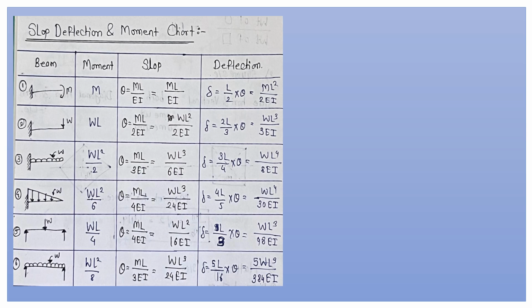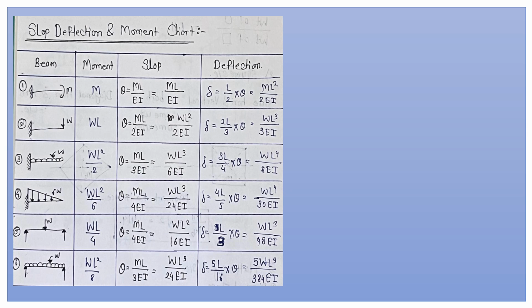Okay, the movements of these beams. First, in the cantilever beam there is only movement, so the movement is M. Second, WL, third is WL square by 2, fourth is WL square by 6, then fifth is WL by 4, then sixth is WL square by 8. Okay, you need to remember these values.